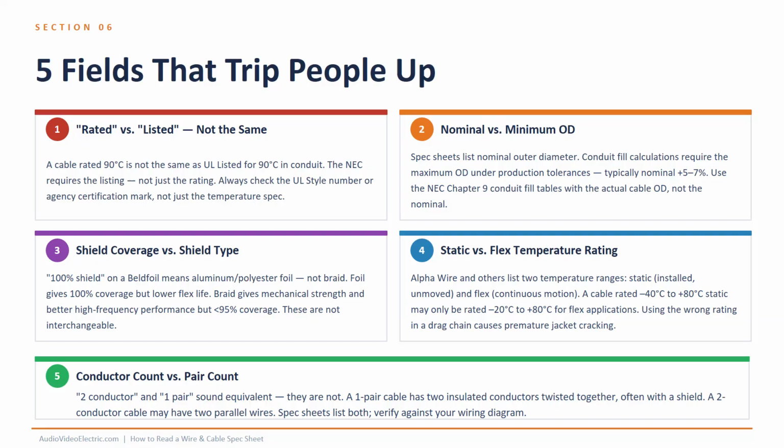Third, shield coverage versus shield type. 100% shield does not mean braid. Foil and braid serve different purposes. Fourth, static versus flex temperature rating. Always use the flex rating for moving cables. Fifth, conductor count versus pair count. Know the difference between 2 conductors and 1 pair, and verify against your wiring diagram.